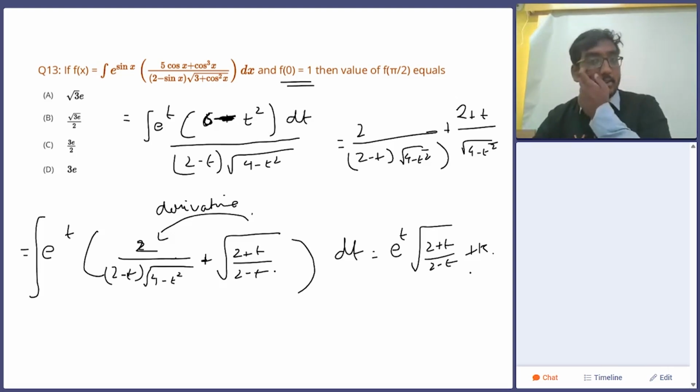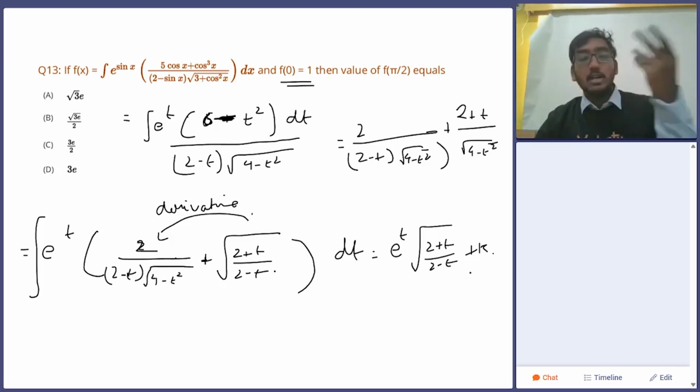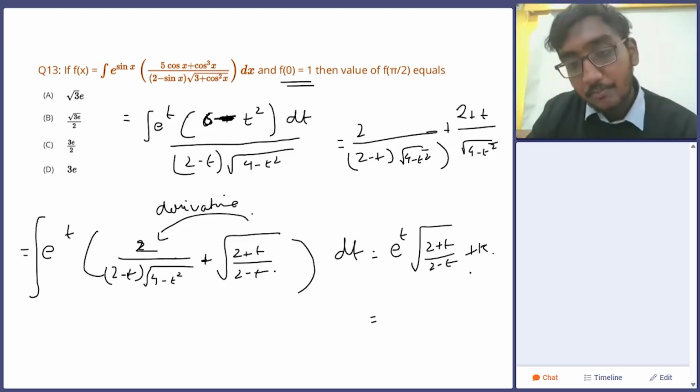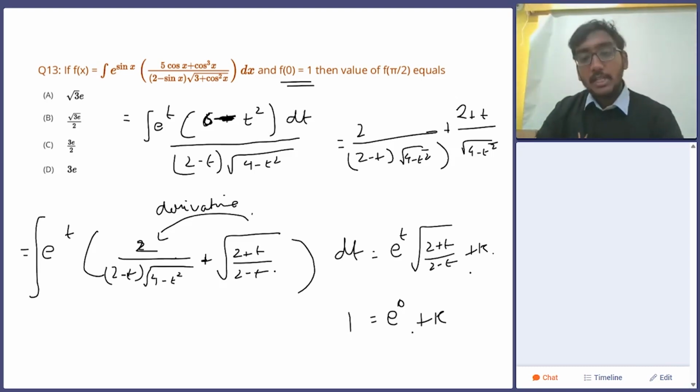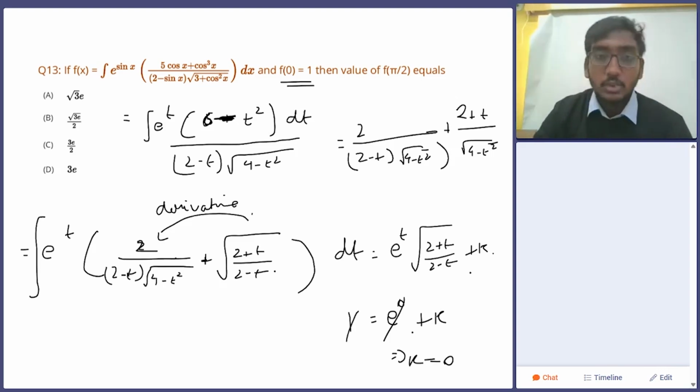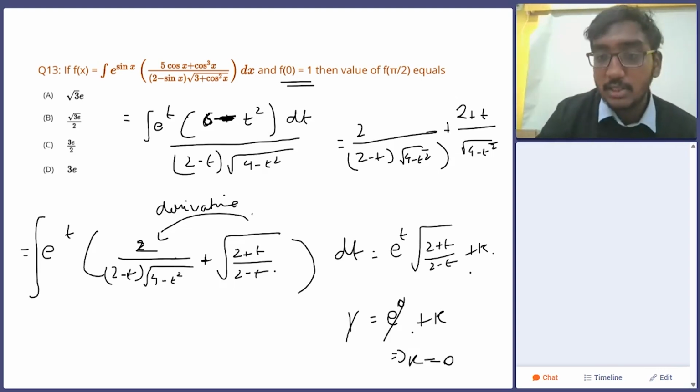And to evaluate this constant, we have given a condition that f0 is 0. That means what? If x is 0, sin x is 0, so t will also be 0. That means what? That is given to be f0 is given to be 1. That means 1 is equal to e power 0, that is 1 into root of 2 by 2, that is again 1. Okay. So e power 0 is 1 plus k. That means what? E power 0 and 1 are equal. So constant will be 0, right? There is no constant in this integration. Just remove this. So the actual value will be what?